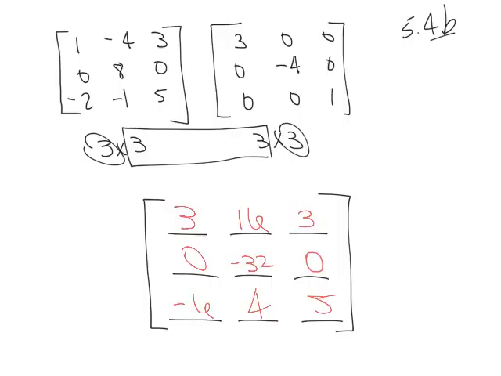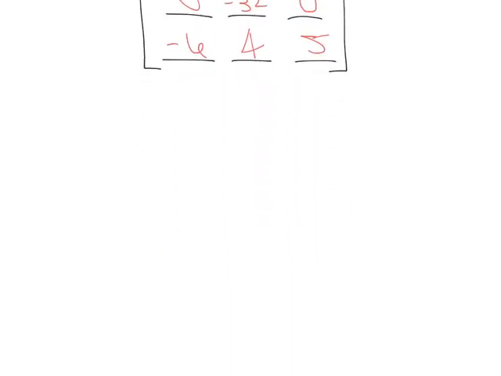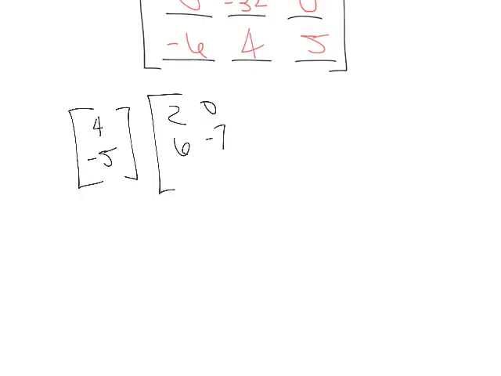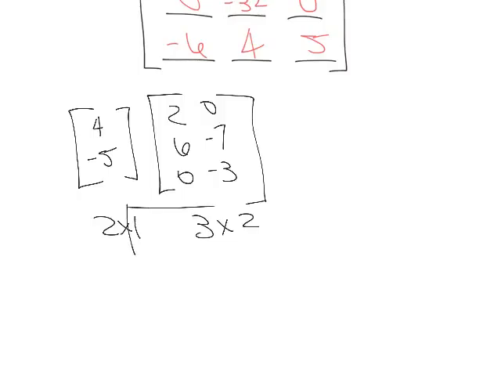Alright, so let's look at a different one here. Let's look at number 28. We have 4 and negative 5, and we also have 2, 0, 6, negative 7, 0, negative 3. And they want us to multiply those. So we have a 2 by 1 and a 3 by 2. Okay, notice those numbers are different, which means I cannot do these. These are not defined. It's not possible to multiply these, so I'm done.